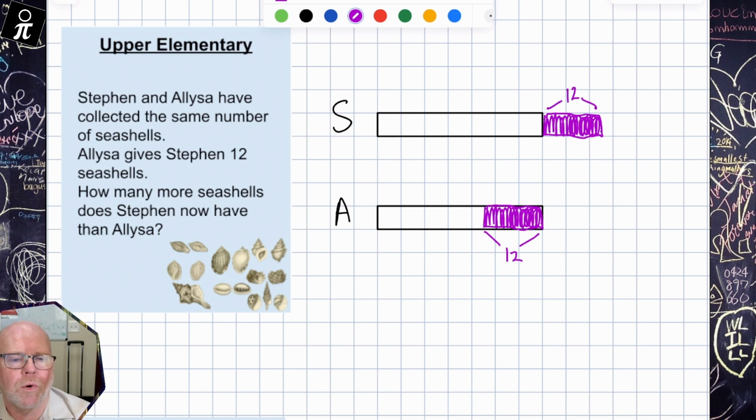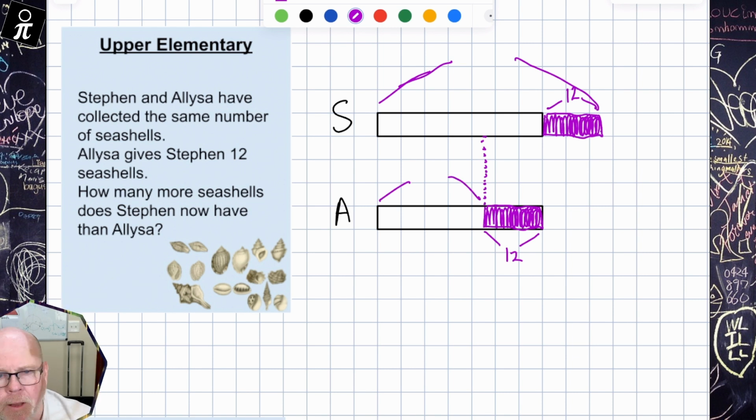Now it says, how many more seashells does Stephen have? Well, this entire length is Stephen. And what's Alyssa's length? Well, Alyssa's length is right here. And so we can see that Alyssa, here's the 12 that she gave away, which extended Stephen's tape diagram.